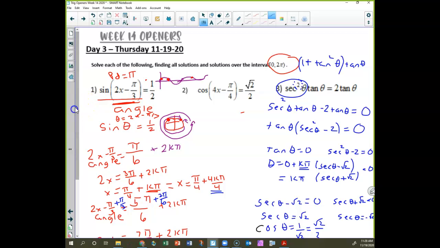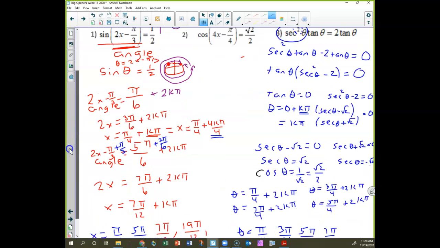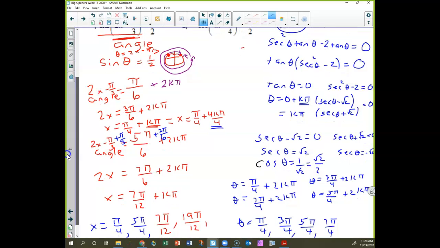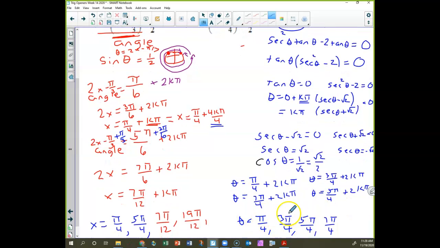Well, how do I know? I mean, I got pi over 4 and 3 pi over 4. How do I know these actually are things that work? How do I know that's right? Because on my test on Monday, my quiz on Monday, Mr. Epling is not going to give me the solution so I can check as I go. How do I know if pi over 4 is correct? I just plug it back in and check.